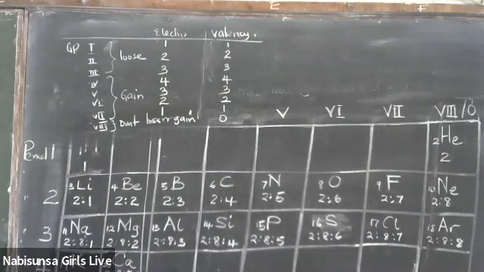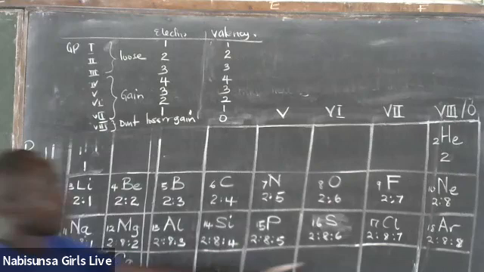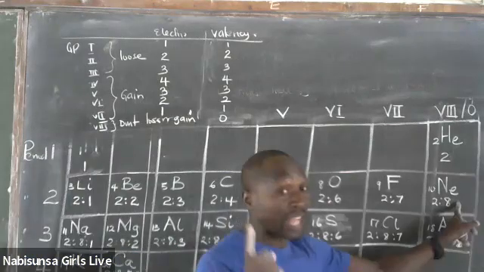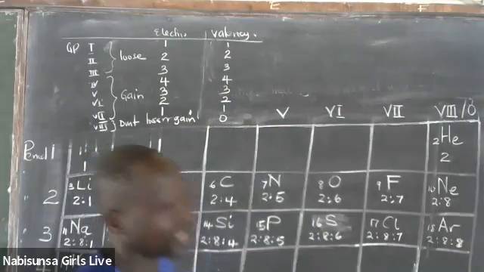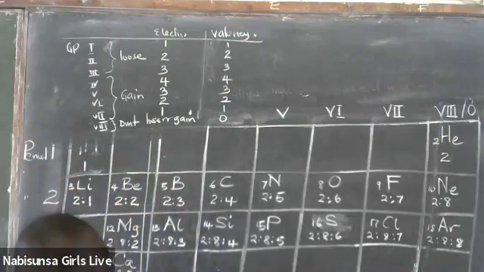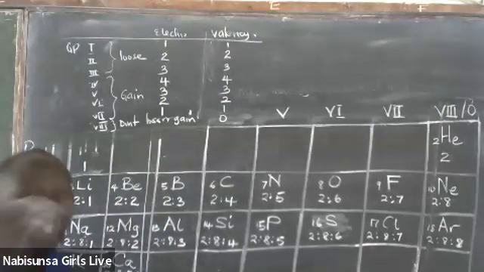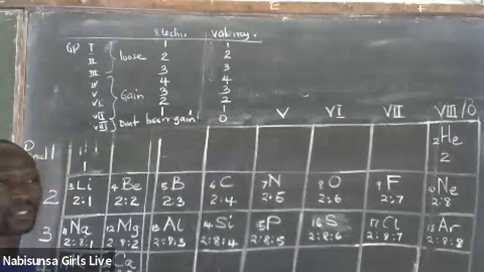They don't gain or lose. Why don't they gain or lose? Because they are full. They already have 8 as their outermost energy level, so they have a stable configuration. That's the correct reason, because they are full. That's why we call them noble. That's why they call them inert. They don't react.